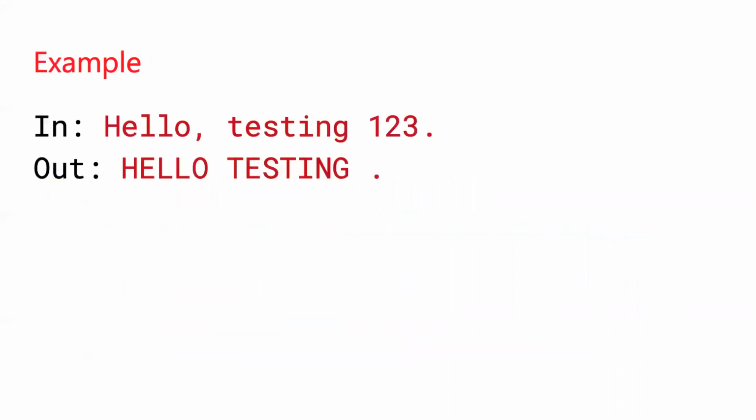So for example, if the user types in "hello, testing 123." with the comma and spaces, all of the letters will get printed, but you can see the lowercase ones get converted to uppercase as they're printed. The comma and the digits get thrown away because they weren't in the set of characters we're supposed to print. But the spaces get printed and the period gets printed, and that tells the program when to end.